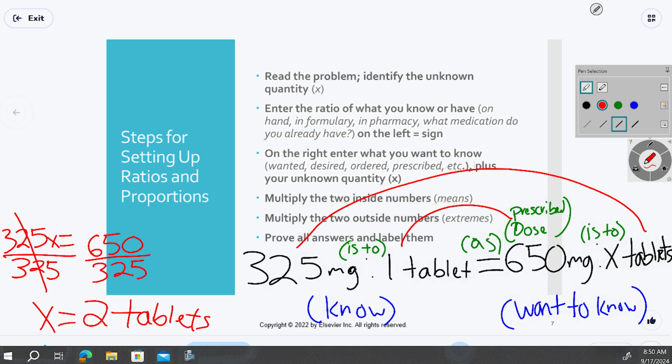The long and short of this is, if I want to prove that, I simply replace. Proving means proving my answer correct. I replace the x with what I found out it is, 2 tablets, and I do the middle math again and the outside math again, and the two sides should equal each other. And they will, because 1 times 650 is 650, and 325 times 2 is 650.